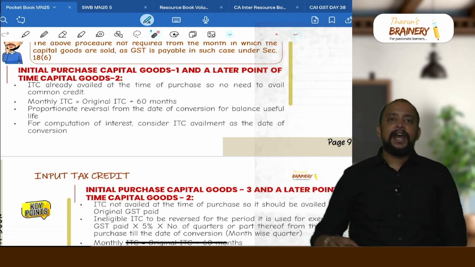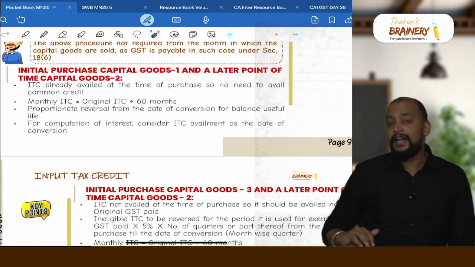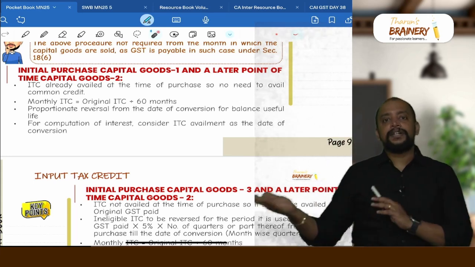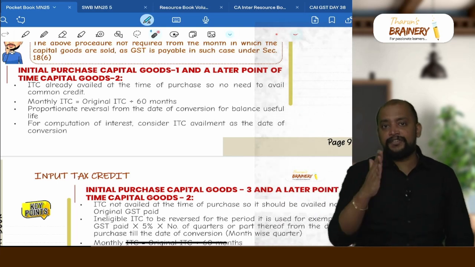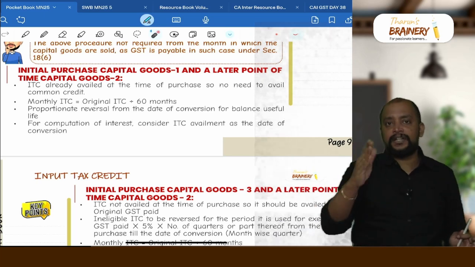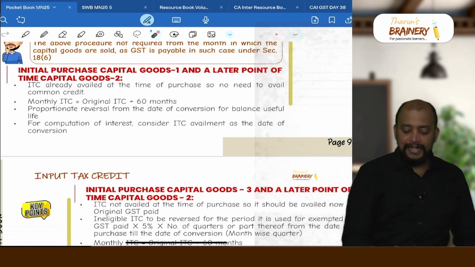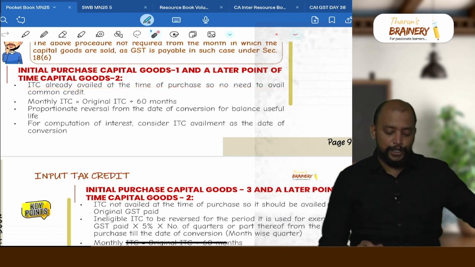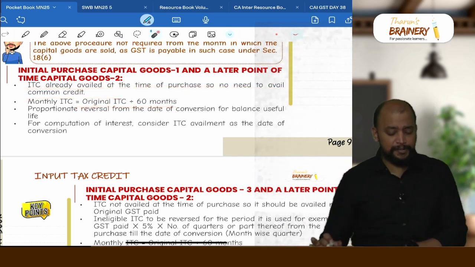What is the treatment? At the time of purchase itself, we know that we are using it for taxable, so we would have taken ITC. From the month of conversion onwards, we need to reverse because it became common. From the month of conversion for the balance life, the overall life being 60 months, say after 2 years we converted, for the remaining 3 years, that is 36 months, we need to reverse ITC. ITC was already availed at the time of purchase, so no need to avail common credit. But monthly ITC will be original ITC divided by 60.